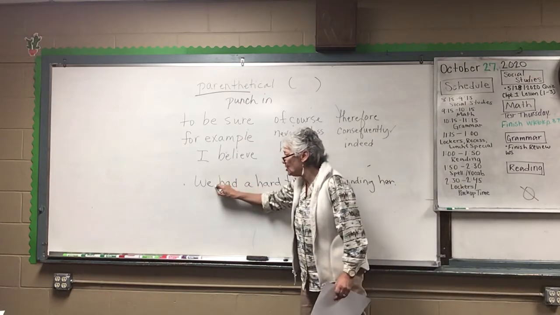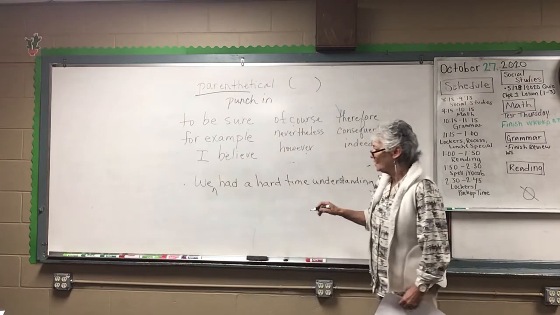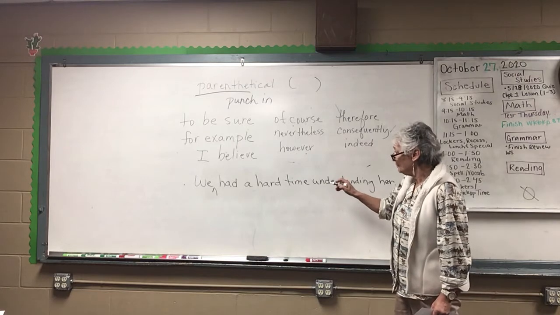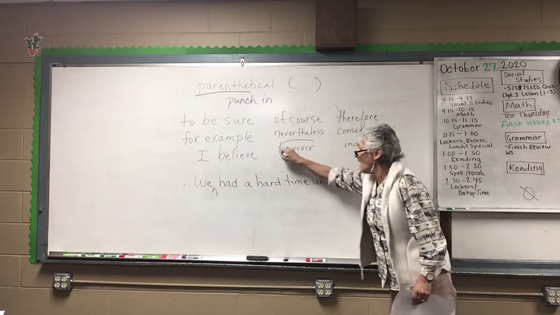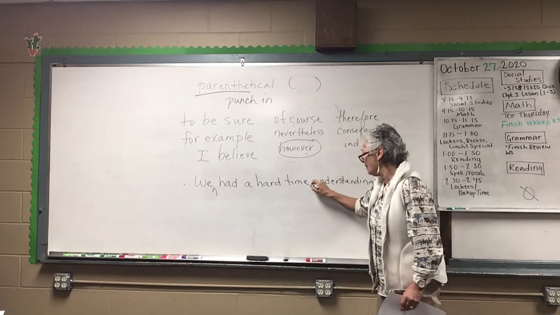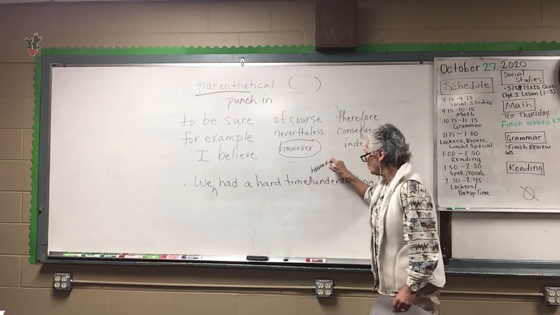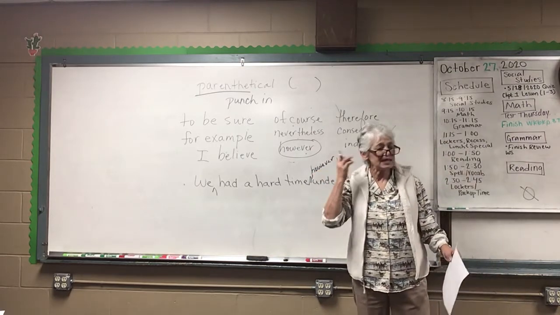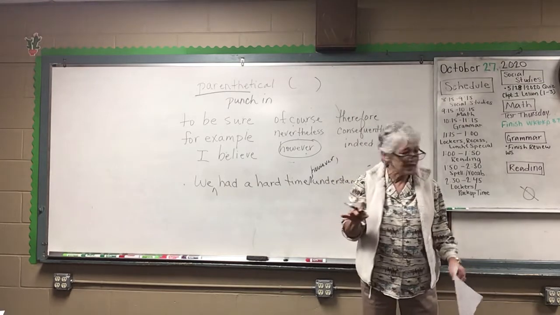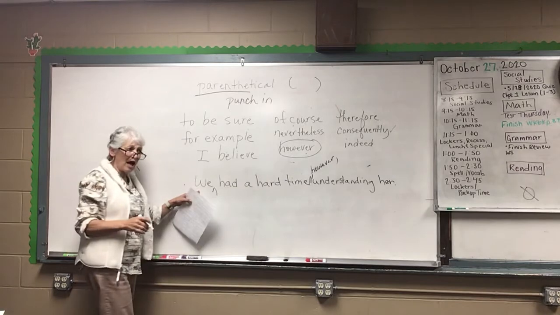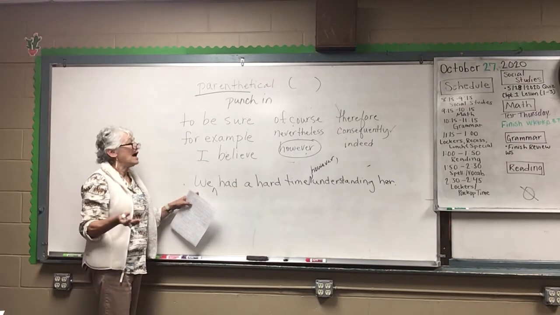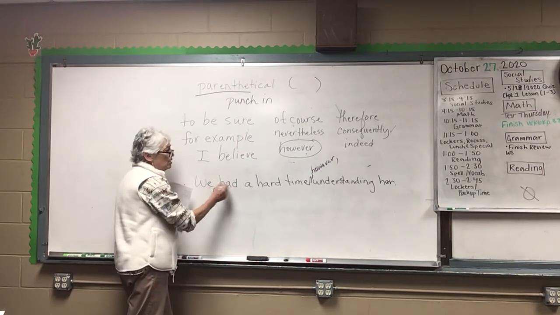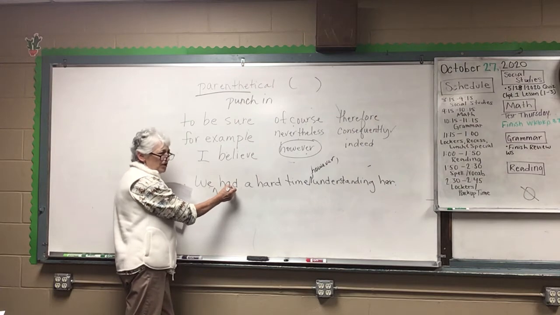I don't have to put my punch in right there. I could, but let me use however. We had a hard time, however, understanding her. You see, you can put it where it sounds good to your ear in that sentence. Does it sound good right here too? Yeah. We, however, had a hard time understanding her. Would it sound good right here? No. But it wouldn't be wrong, would it?